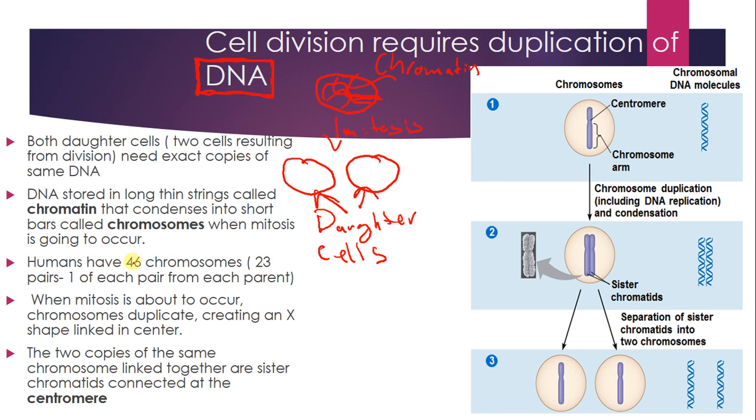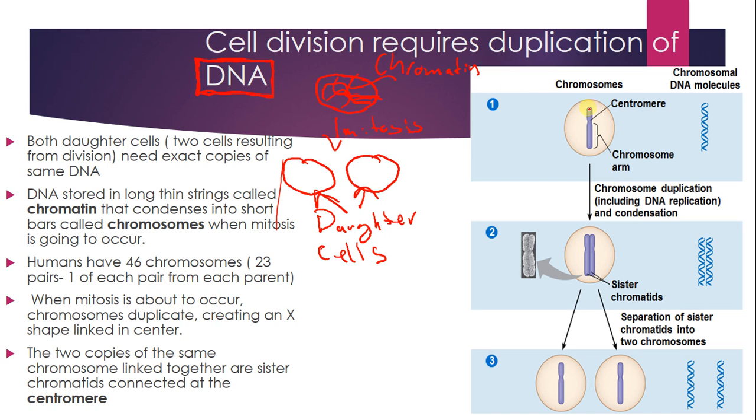We as humans have 46 chromosomes, which means we have 23 pairs. 1 of each pair comes from each parent. So 1 of your pairs comes from your mom, and 1 comes from your dad. When mitosis is about to occur, chromosomes duplicate and create an X shape linked in the center. And that center, where the 2 duplicated chromosomes are linked, is called the centromere.